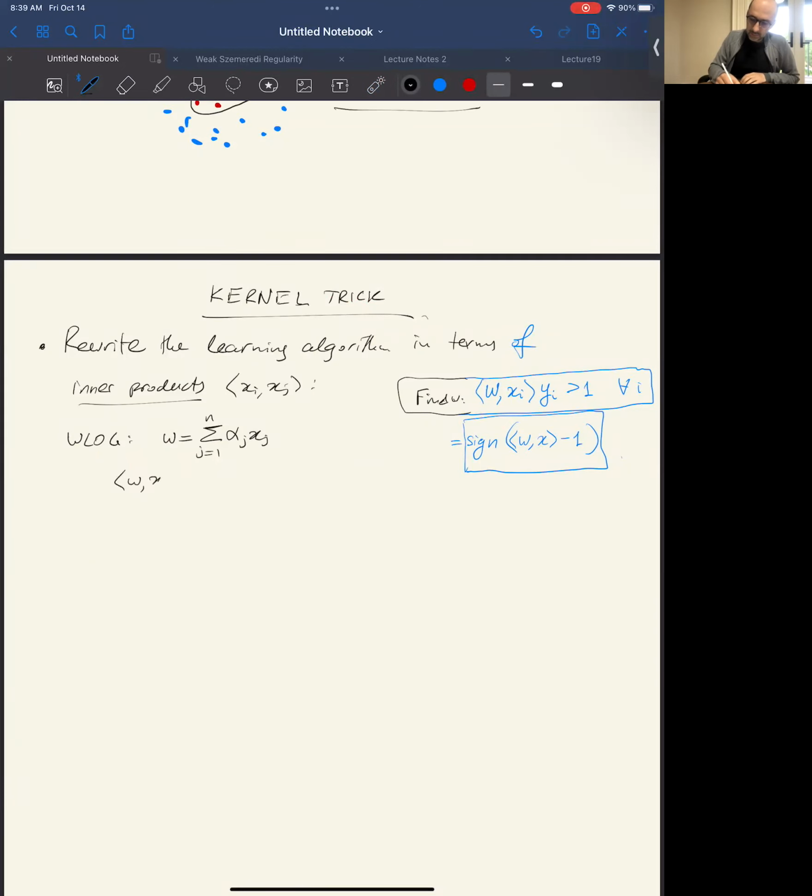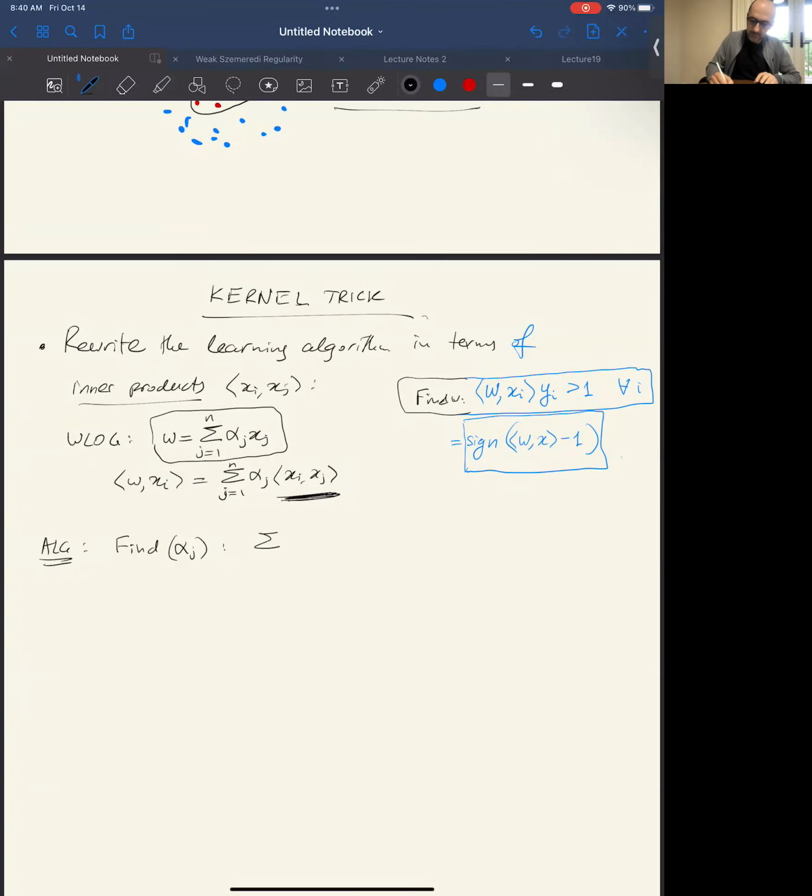Then W xi, by linearity, becomes the sum of alpha j xi xj. Good, that's what we wanted to see. There is the inner product, perfect. So the algorithm, when we rewrite this, becomes this. Find not W, but the coefficients that define W.